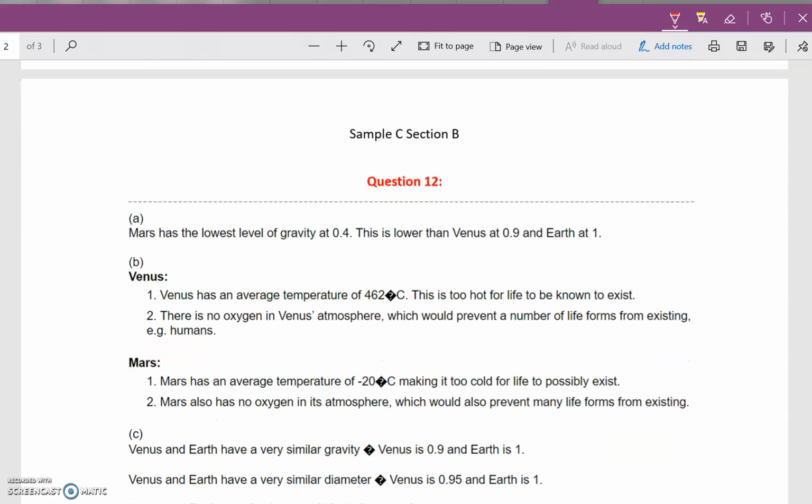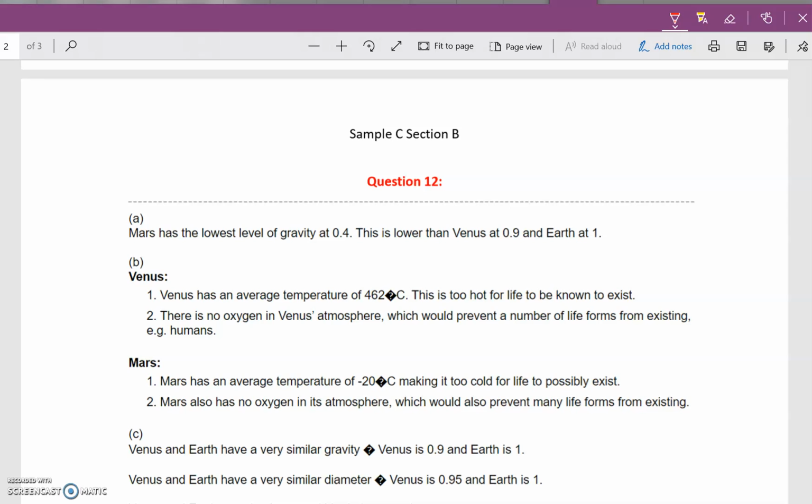Question 12. So this is interpreting tables of information. So it's important to look at a table and extrapolate the information from it. So comparing the data, which is the lowest gravity? So when you look at them, the gravity on Venus is 0.9, the gravity on Earth is 1, and the gravity on Mars is 0.4. So that's the lowest one, so obviously enough, Mars is the lowest gravity, 0.4.